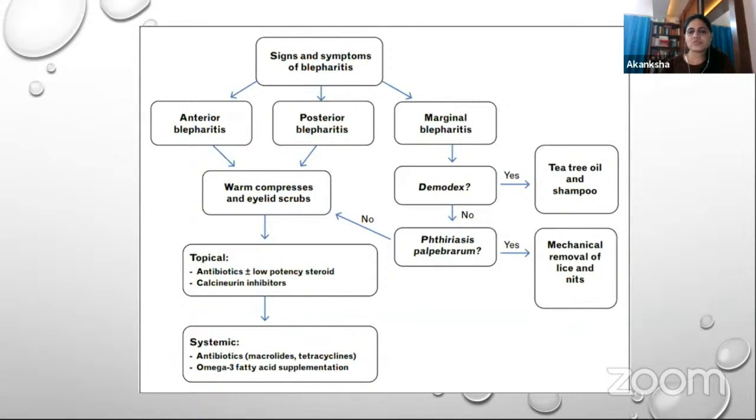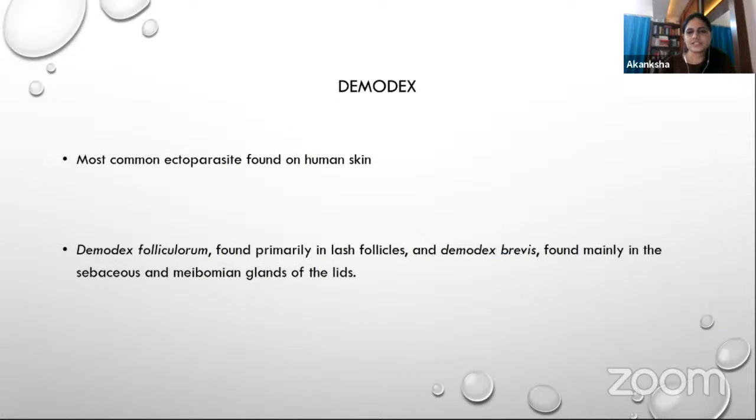So if you see any patient with signs and symptoms of blepharitis, first try and see whether it is anterior or posterior blepharitis. Always look at the lashes to rule out Demodex or a crab louse or Phthiriasis palpebrarum infection. If that is out, then you are dealing with anterior or posterior blepharitis. Accordingly, advise the patient warm compresses, eyelid scrubs, start on some topical antibiotics and low potency steroids if there is an acute inflammation, and only if the case is severe, then you can move to systemic antibiotics and omega-3 fatty acid supplementation as well.